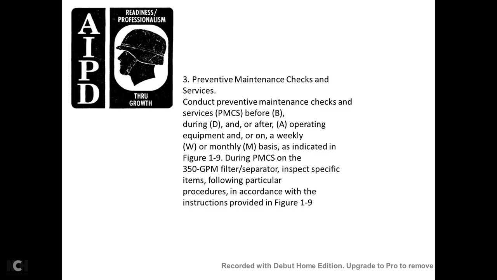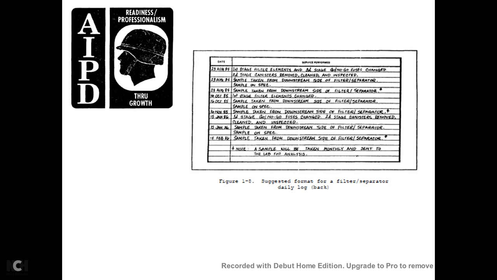Conducting preventive maintenance checks and services, or PMCS: B stands for before, D stands for during, and A stands for after. Operating equipment only on a weekly or monthly basis, W or M, is indicated in figure 1.9 during the preventive maintenance checks and services on a 350-gallon per minute filter separator. Inspect the specific item following the particular procedure in accordance with the instructions provided in figure 1.9. Figure 1.8 shows the suggested format for the filter separator daily log back.